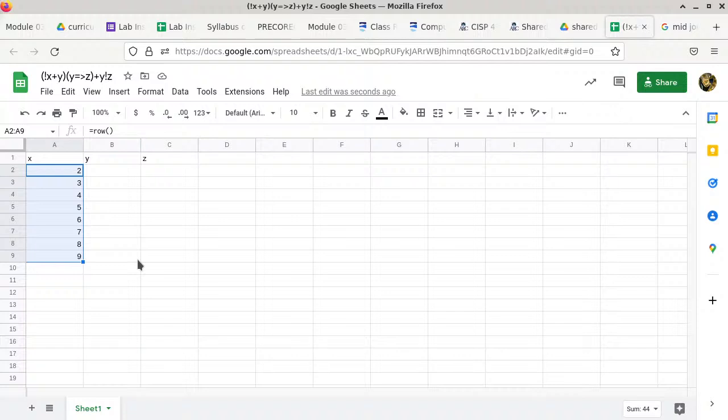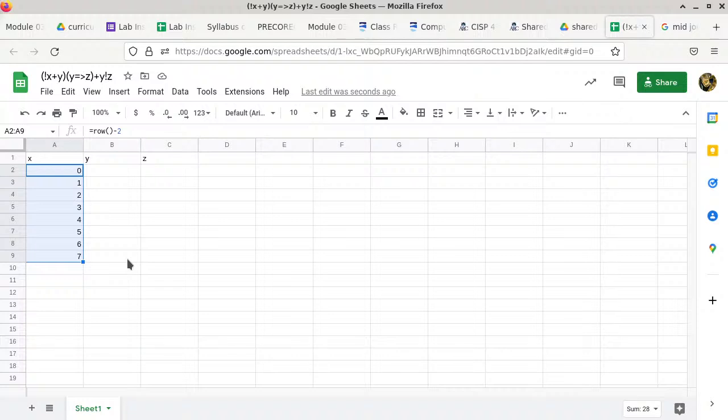Subtract 2 from it. Okay, very good. So that means if I just go back to this equation here and I say row minus 2, then I get the number that I need for that purpose. Okay, now I have the numbers 0 to 7. Very good.